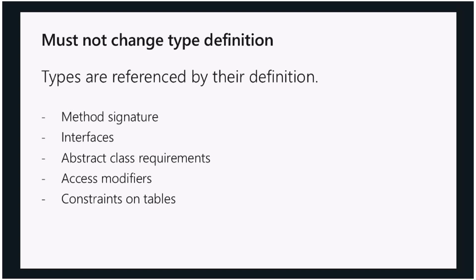So as I was saying, what determines a type for either a class or a form are all these things: method signatures, their interfaces, the abstract class requirements against them, the access modifiers of the methods themselves, and even constraints on the tables, which is one of the reasons you see us not allowing index changes on tables.